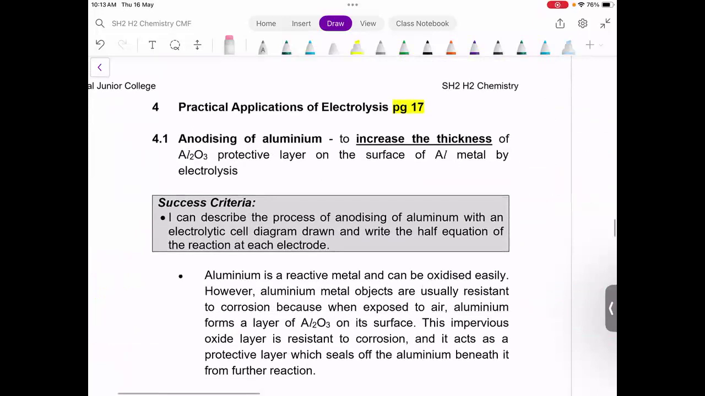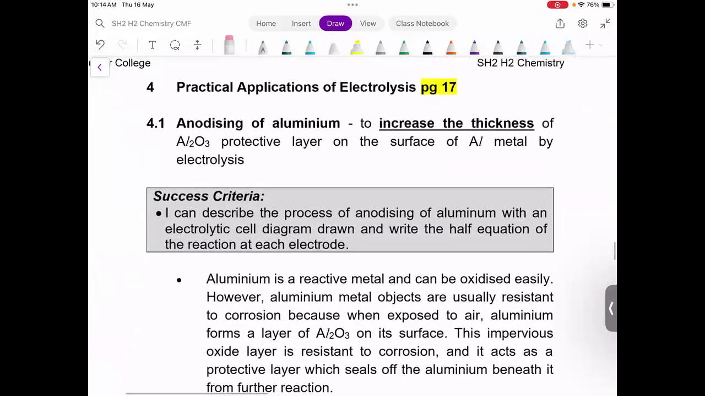So let's look at question 4. Now, there are 2 applications required in the syllabus. One of them is anodization of aluminium. The second one is purification of copper. In anodization of aluminium, basically we are trying to increase the thickness of the protective oxide layer, to protect the aluminium electrode or the metal itself.